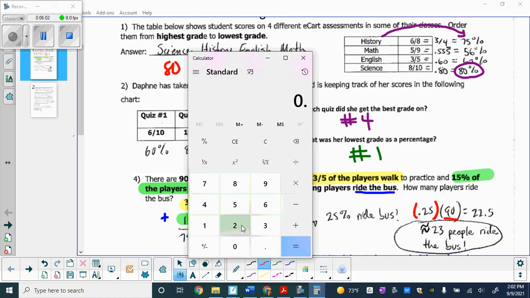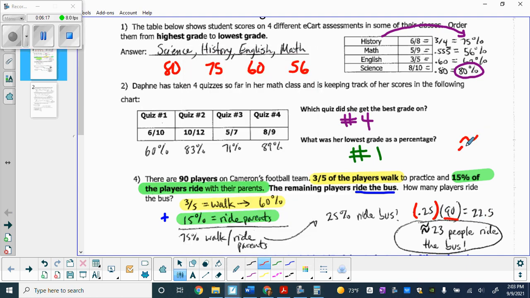So if I do the 25% of the 90 people, I get 22.5. Now we can't have a half a person, so about 23 people ride the bus. And those little squigglies that you guys see, that's just for about. That's the word about, just a math symbol for that. So again, if you know what percent are walking and what percent ride with their parents, just add that up, and whatever's left over must ride the bus. 25% of the 90 people, we just do 0.25 times 90, and of course we have to round our answer.